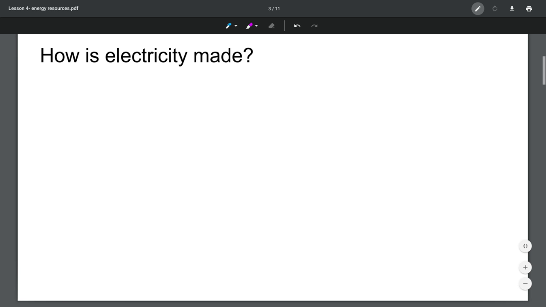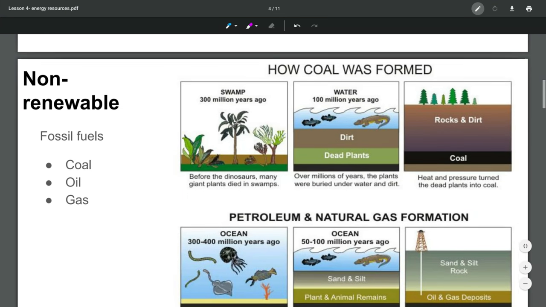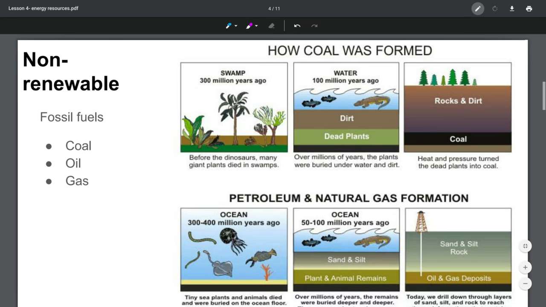So the concept really is, so long as you can turn a turbine, you can make electricity, so long as you've got a magnet and a large coil of wire. So let's talk about the non-renewable energy resources first.